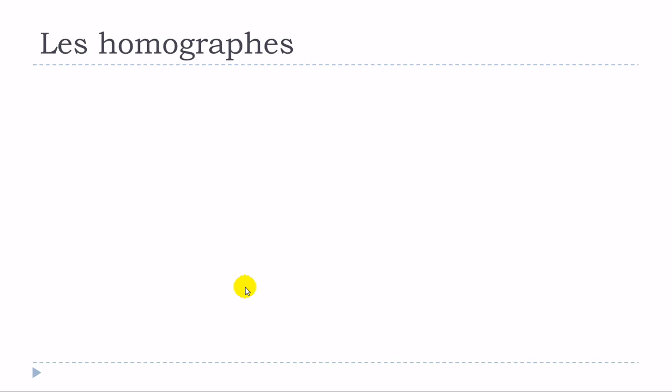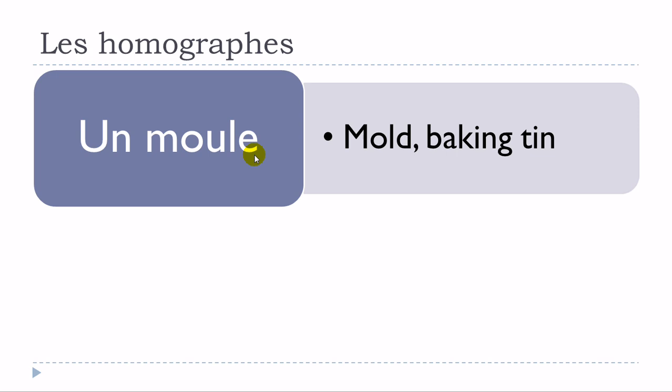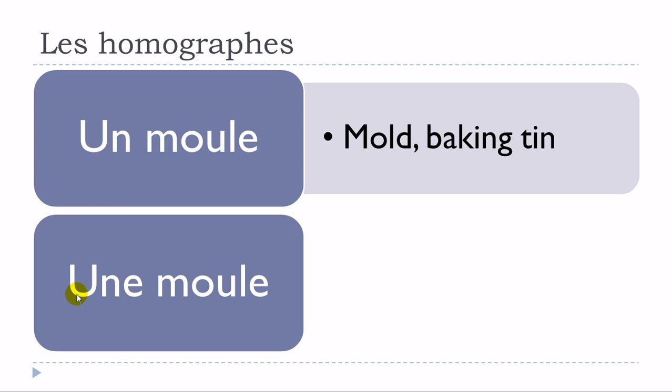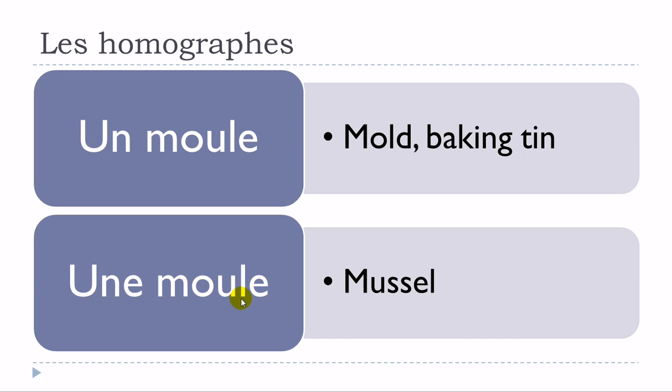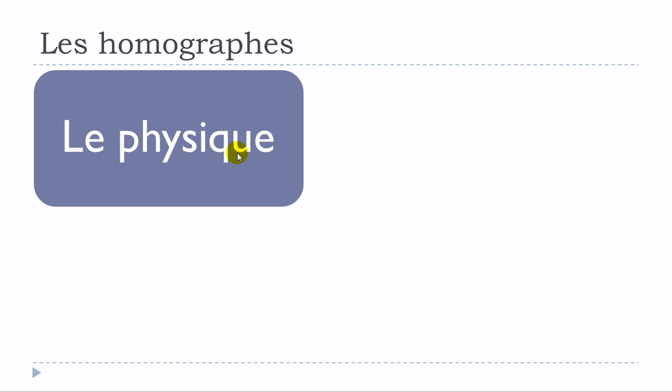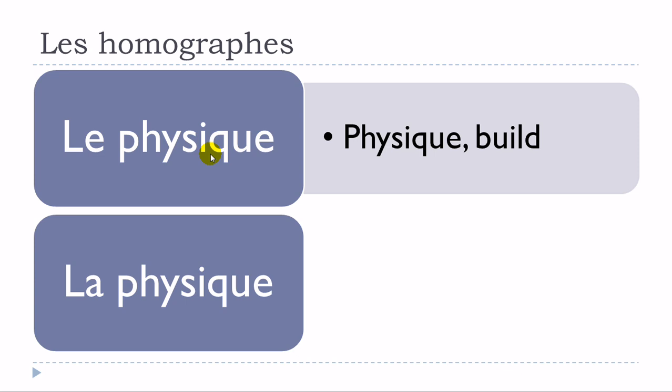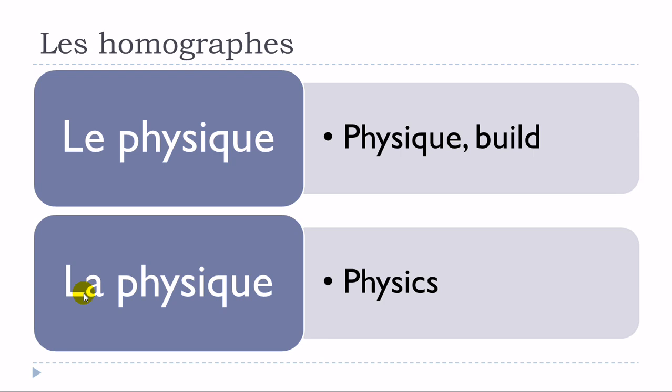Let's see the second now. Un moule. You've got here the meaning. And the feminine form, une moule. Keep in mind you pronounce them the same way, but as you can see, the meaning is different. Le physique, and here is the meaning, and then la physique, and you've got here the meaning. Le physique, la physique.